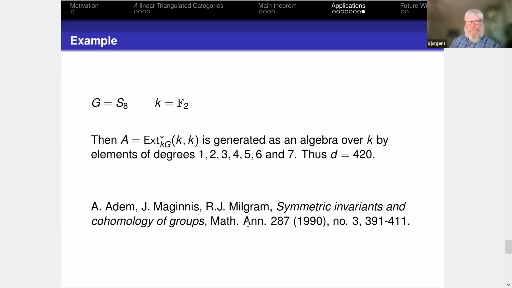So this is a result of the reference listed here at the bottom. So this is not our result. It's just an illustration of the fact that your algebra A can in fact have generators in different degrees. And so in this particular case, if you took the LCM of those, you get 420. So the application of the main theorem to this case, your D would be 420. Anyway, just an illustration of what can happen.